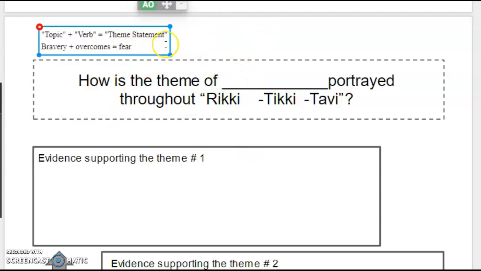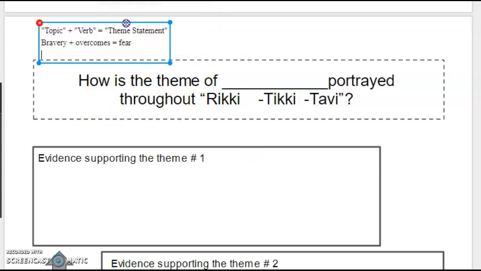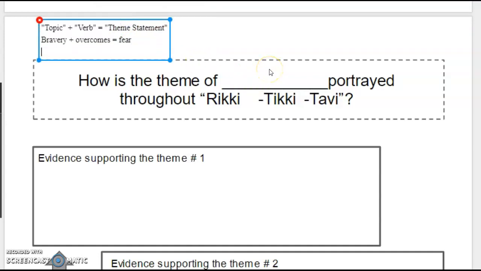Okay? Remember, when we are writing this out in a full and complete sentence, you are not just writing bravery plus overcomes equals fear. No, you are writing out bravery overcomes fear. Okay? It's a full and complete sentence. Don't just write the formula. The formula is to get you started.